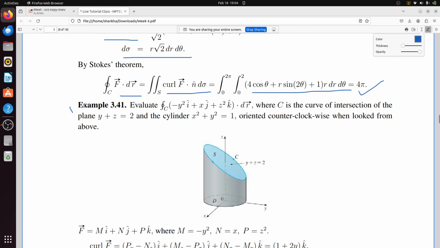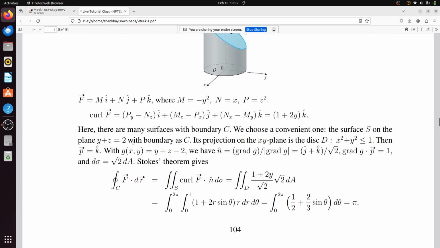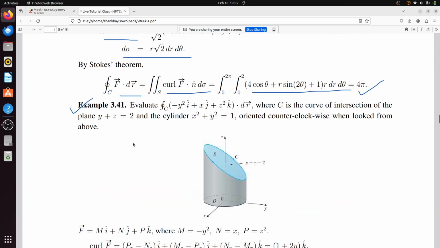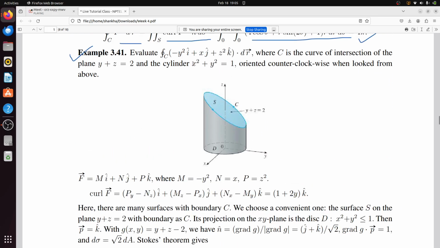Next problem. So we have to evaluate this closed integral of minus y square i cap plus x j cap plus z square k cap dot dr, where c is the curve of intersection of the plane y plus z equal to 2 and the cylinder x square plus y square equal to 1, that is oriented counterclockwise when looked from above. So your f is given as minus y square i cap plus x j cap plus z square k cap.